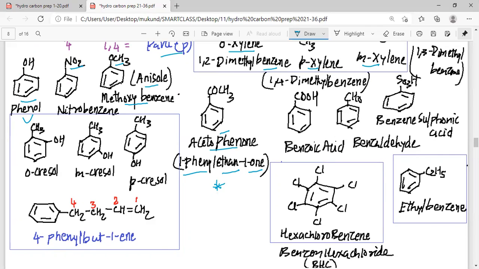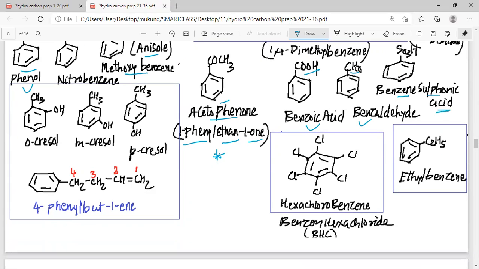Please learn it well. Then if benzene has got a COOH group bonded to it, we call it benzoic acid. When benzene has got a CHO group bonded to it, we call it benzaldehyde. When benzene has got an SO3H group bonded to it, we call it benzene sulfonic acid.